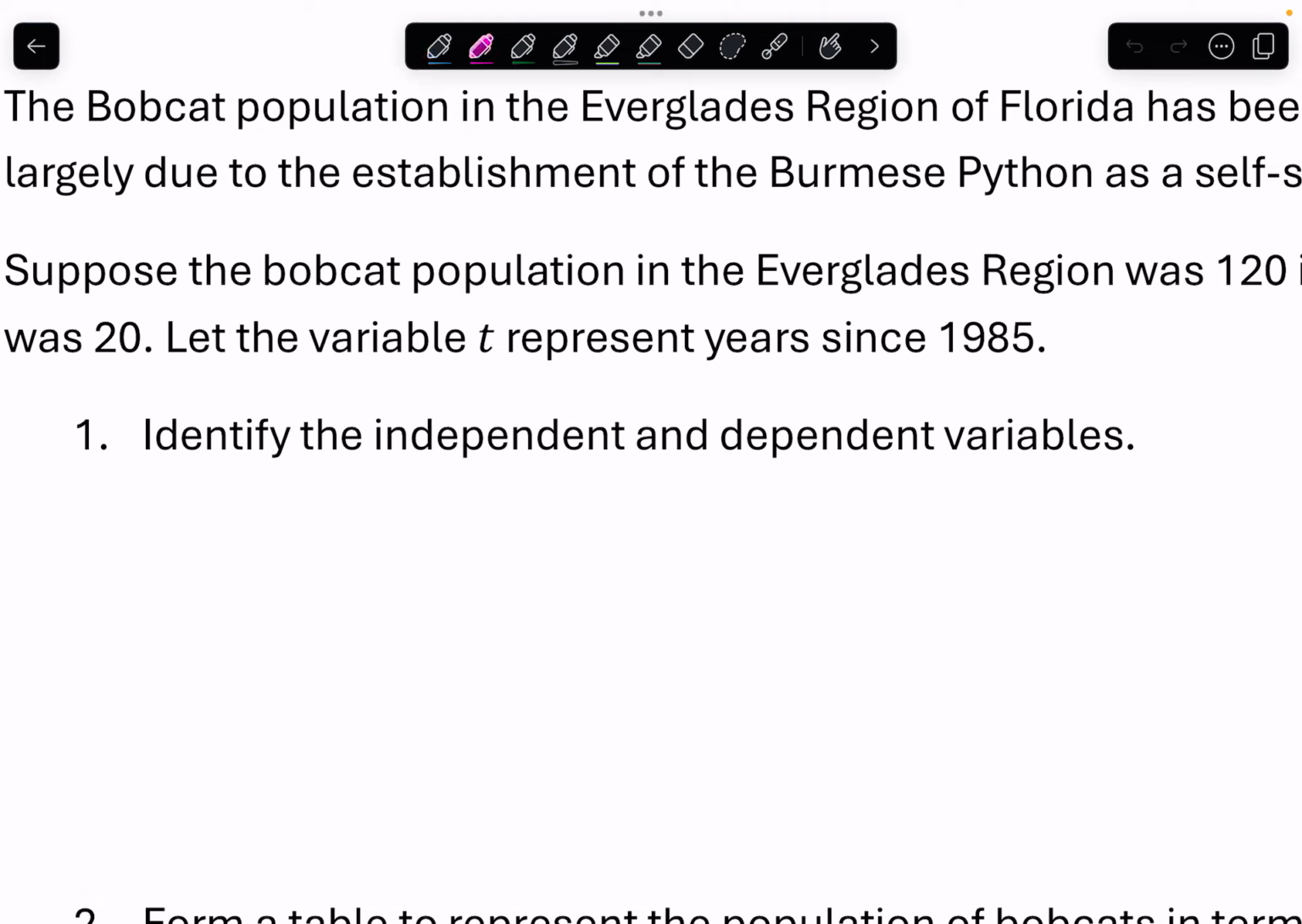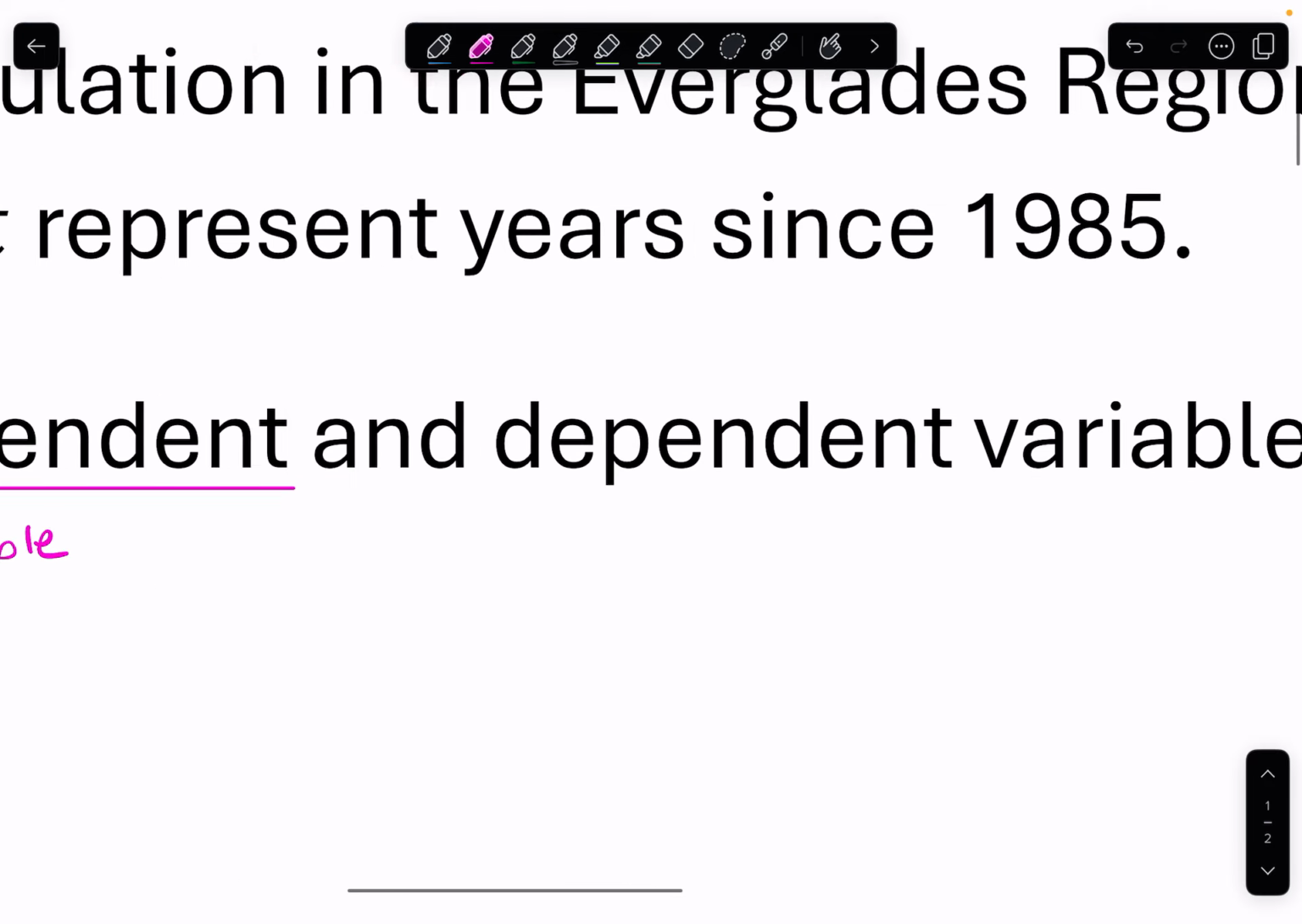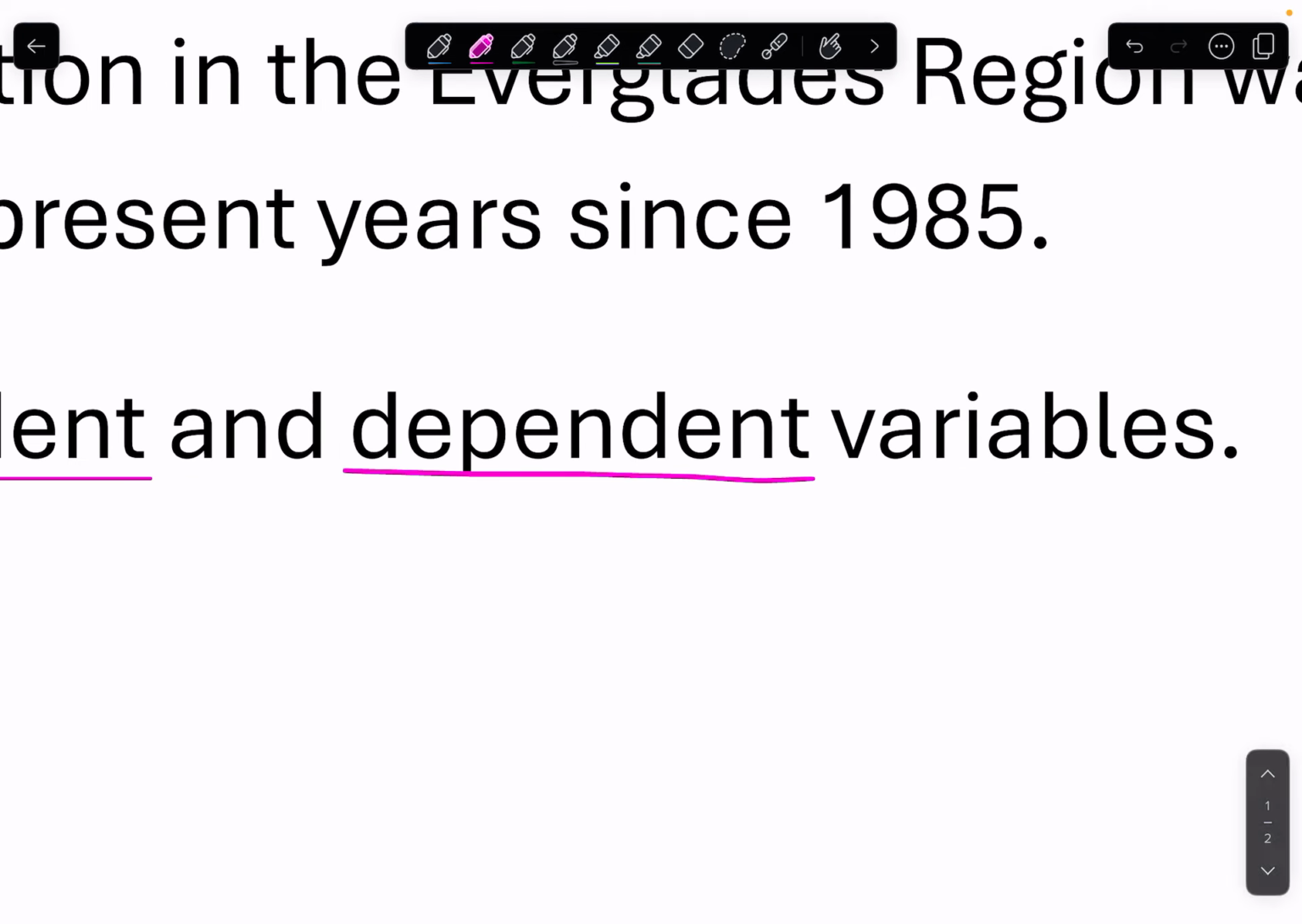So what we want to remember is which is x and which is y. The independent is the one we are allowed to choose. So this is your x variable. The dependent is the one determined by the independent. So our dependent variable is going to be our y.